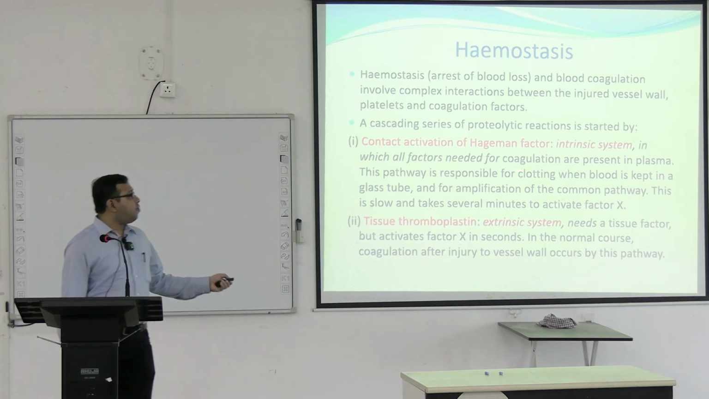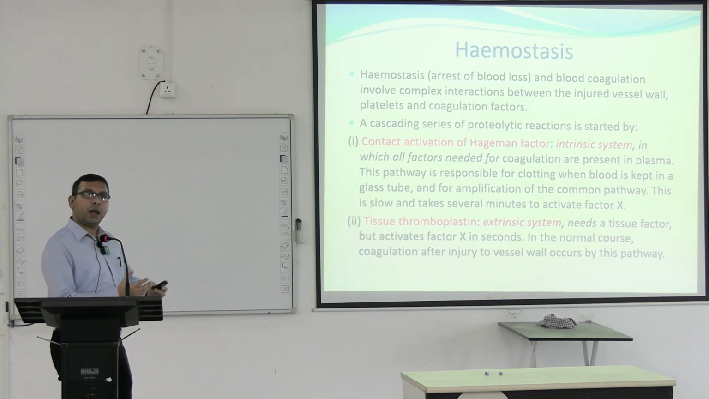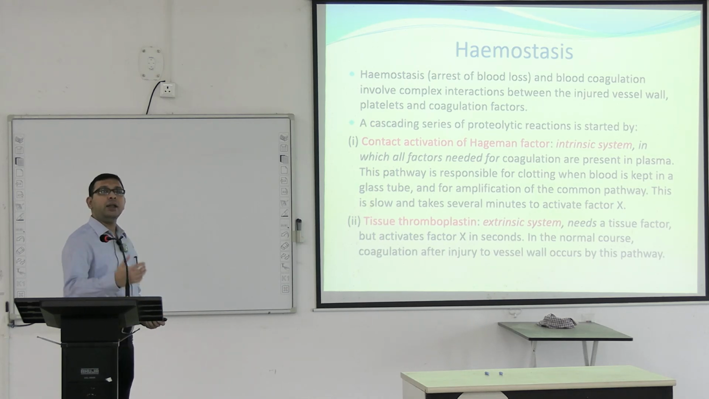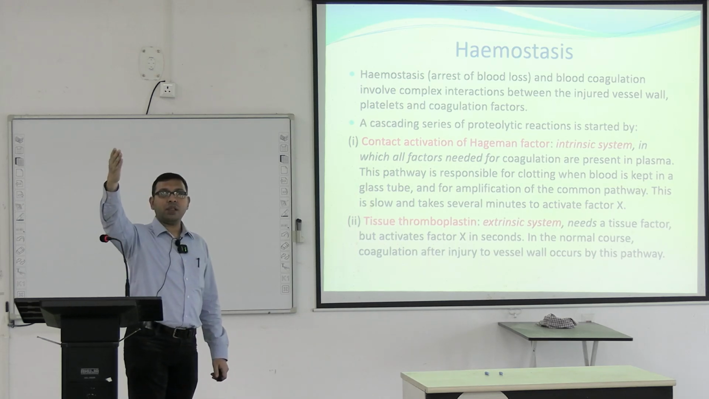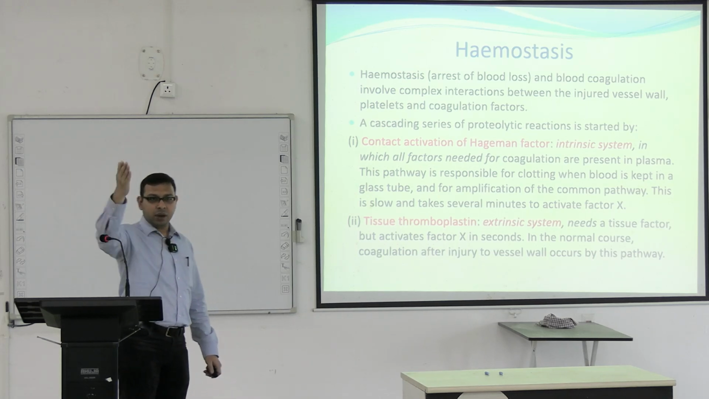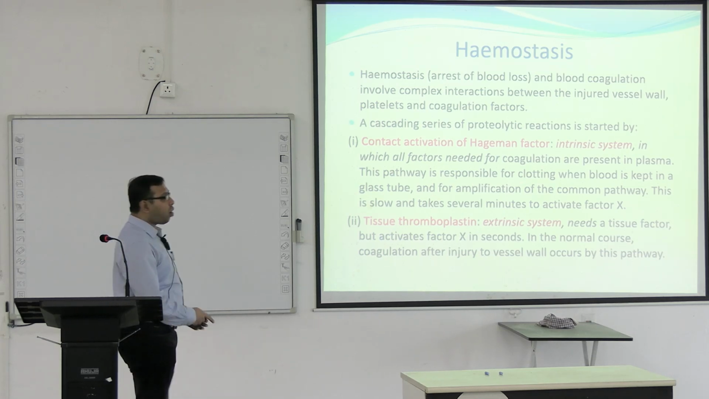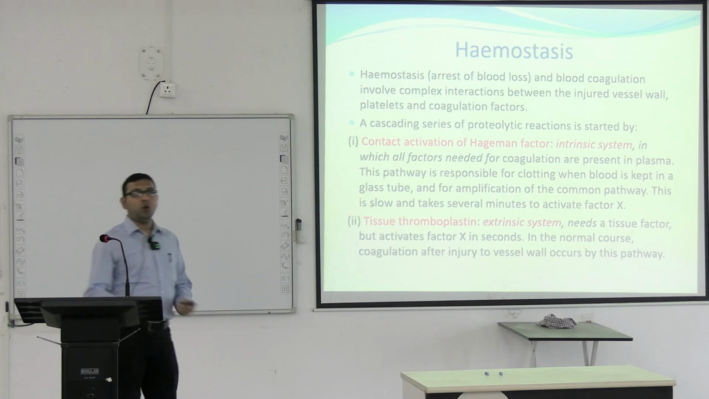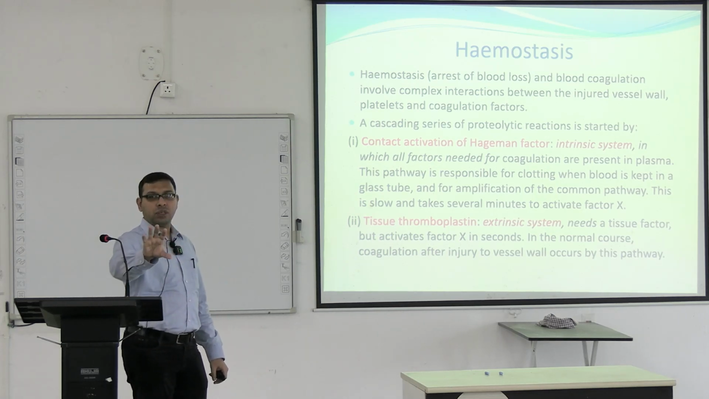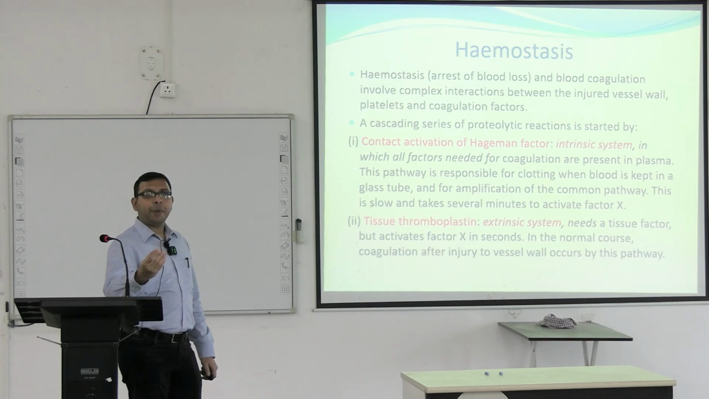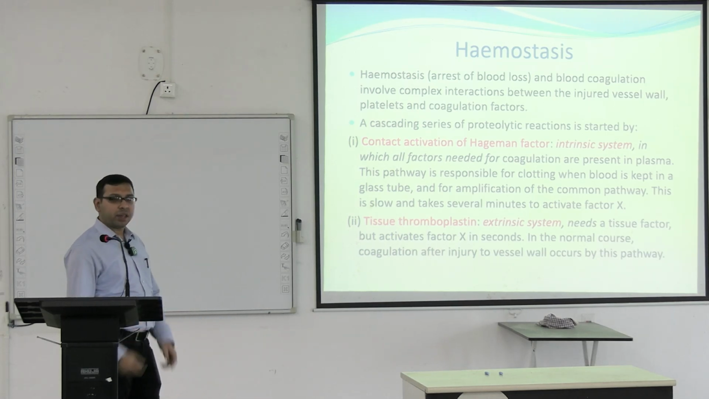In the intrinsic system, all the factors needed for coagulation are basically present within the plasma, and they need to be activated, and there will be a cascading reaction, that is, the previous one activated activates the next one. This is known as the cascading reaction. This pathway is responsible for clotting when blood is kept in a glass tube. So when blood is kept in a test tube outside, clotting happens. This is known as in vitro coagulation, which mainly happens due to the intrinsic system.